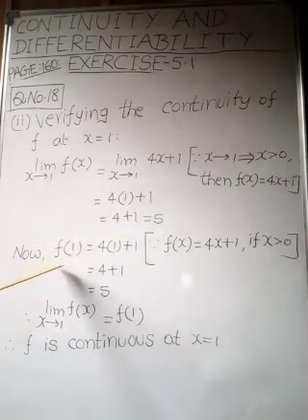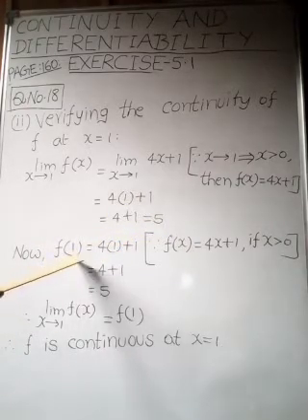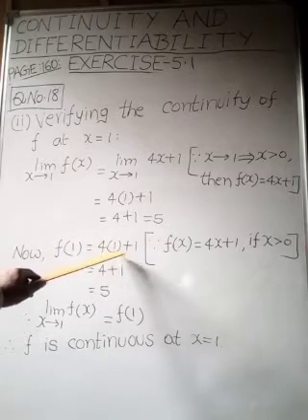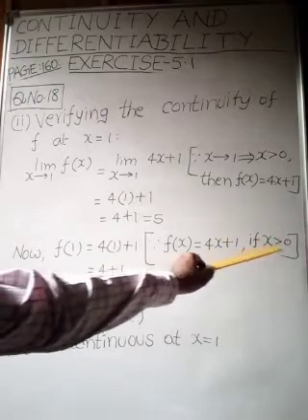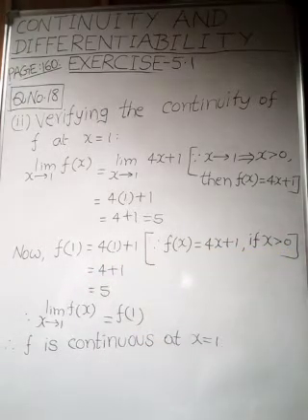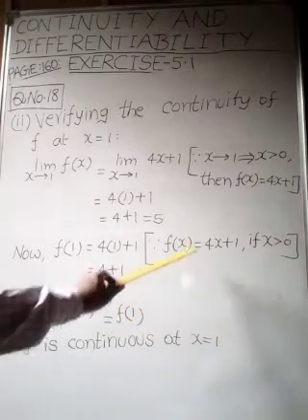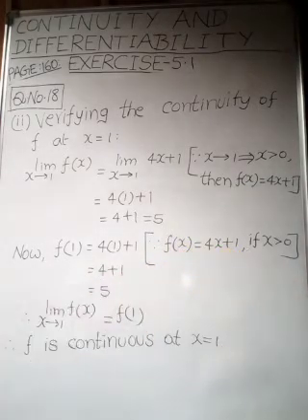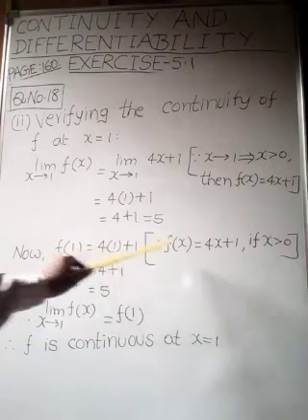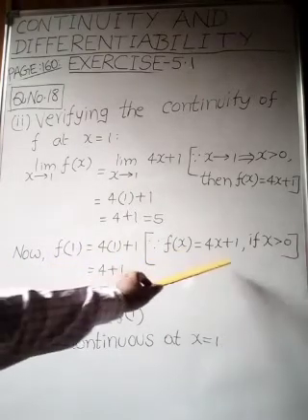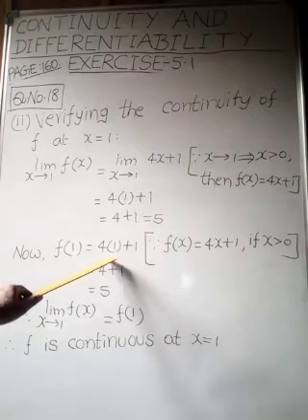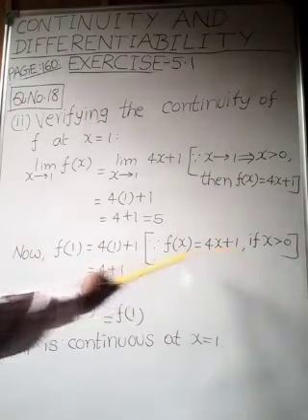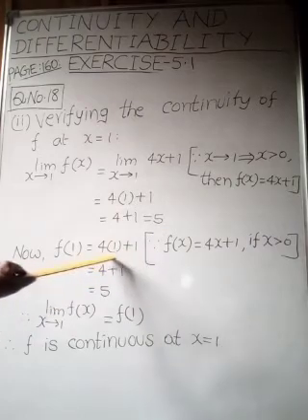Now we find the function value at x is equal to 1. So 4 into 1 plus 1, because f of x is equal to 4x plus 1 if x is greater than 0. Whatever the value is, if x is greater than 0, f of x is defined as 4x plus 1. So at x is equal to 1 also, we have to take f of x is equal to 4x plus 1, and we substitute x is equal to 1 in this function. So 4 into 1 plus 1. Understood this step, my dear children?